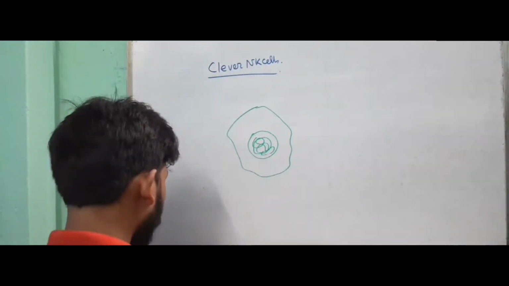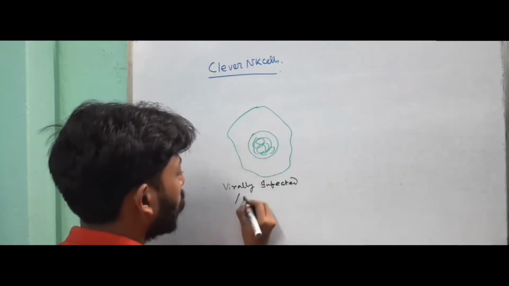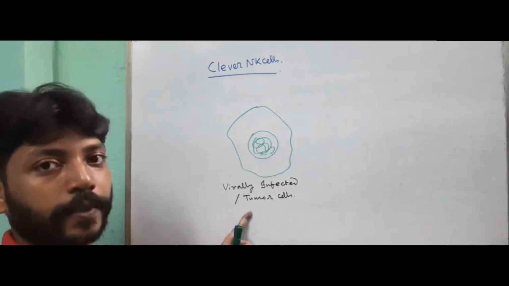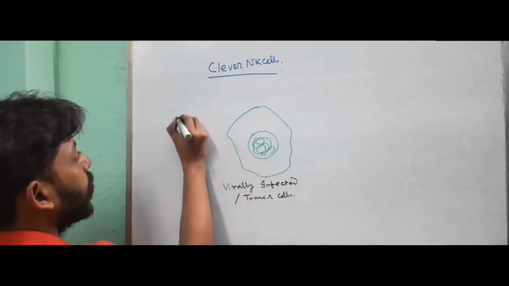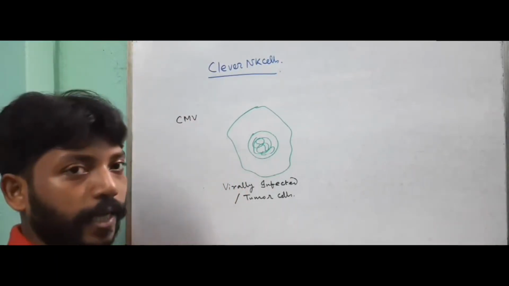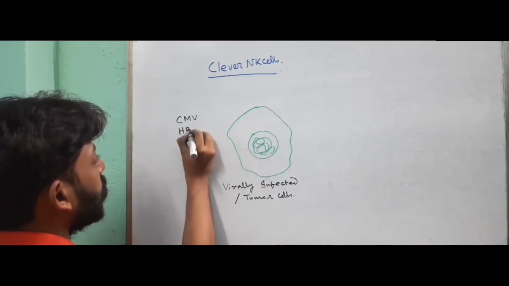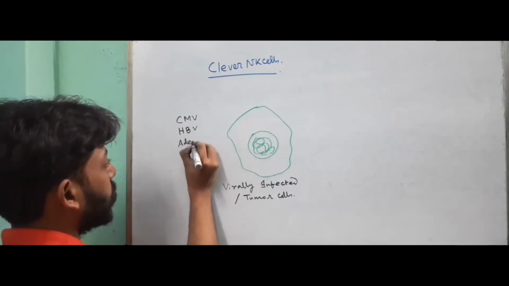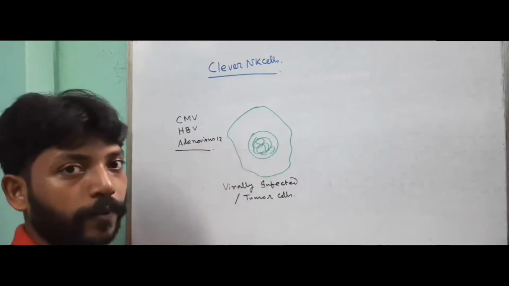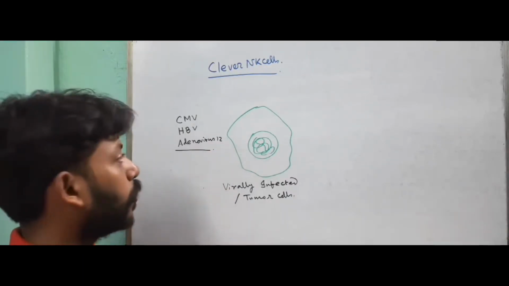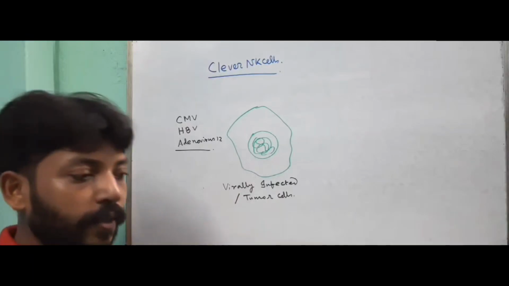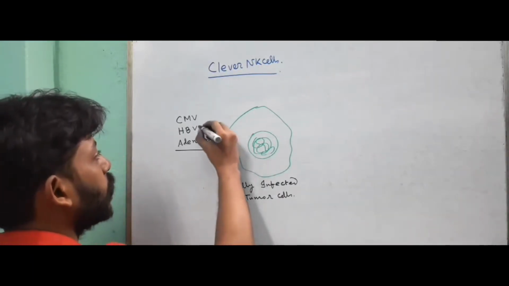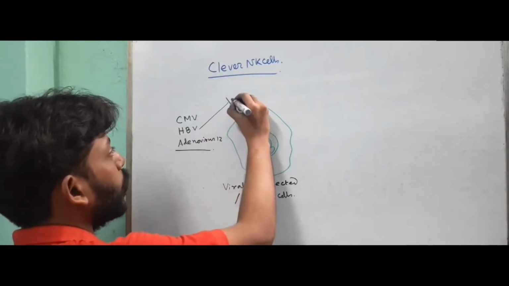Let's assume this is a virally infected or tumor cell. What happens? Specifically viruses like CMV, cytomegalovirus, HBV, meaning hepatitis B virus, and adenovirus 12, these three viruses are well documented. When they infect cells, they try to inhibit the synthesis of a molecule called MHC.